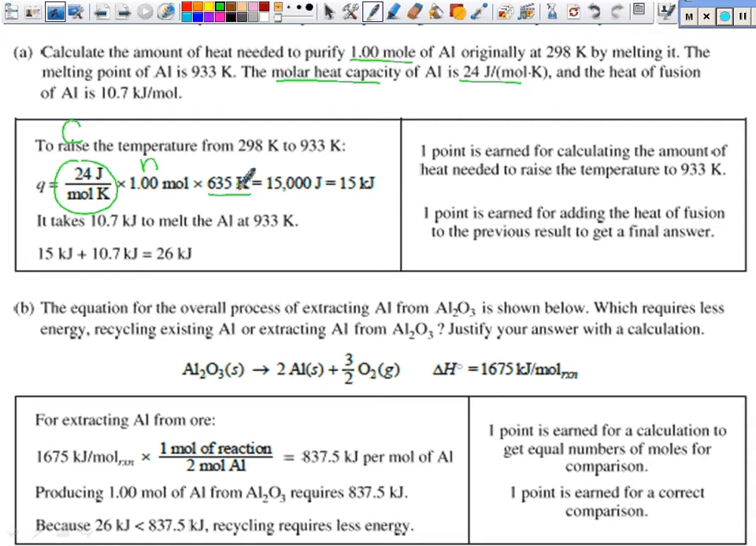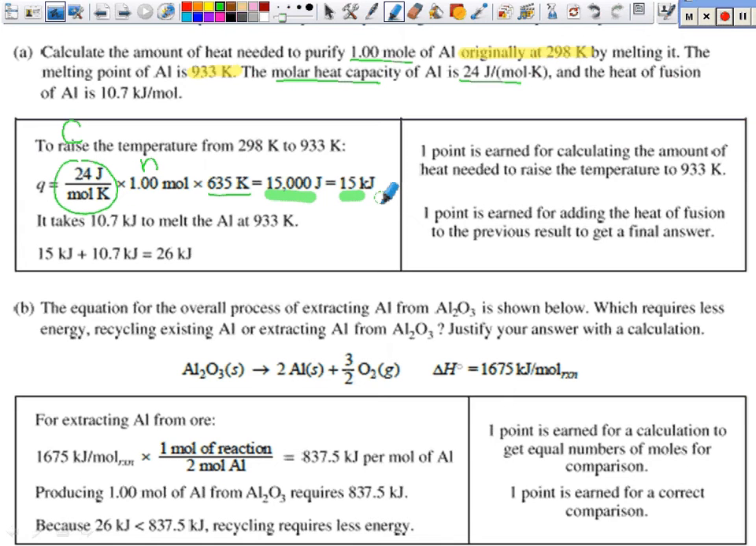And then where in the world did this 635 come from? It's your change in temperature. And here's where it gets weird. It says it was originally at 298 Kelvin. And then it says the melting point of aluminum is what? 933. So to get the aluminum to the point where it would melt, you had to change it 635 degrees. Does that make sense? So that's where the 635 came from. And so you had to actually do that math as well. And so then they give you 15,000 and then they convert it to just 15 kilojoules.